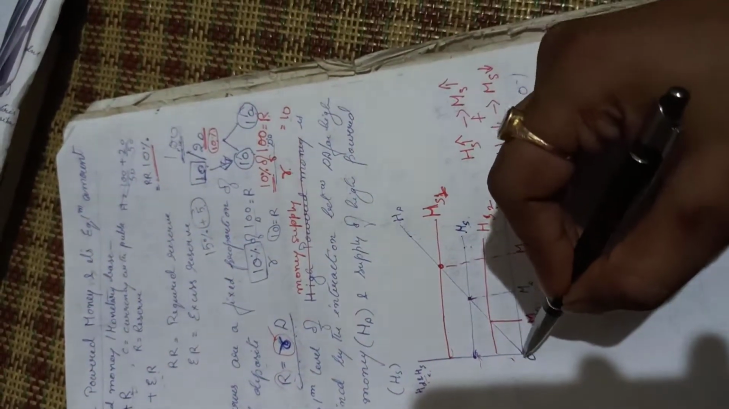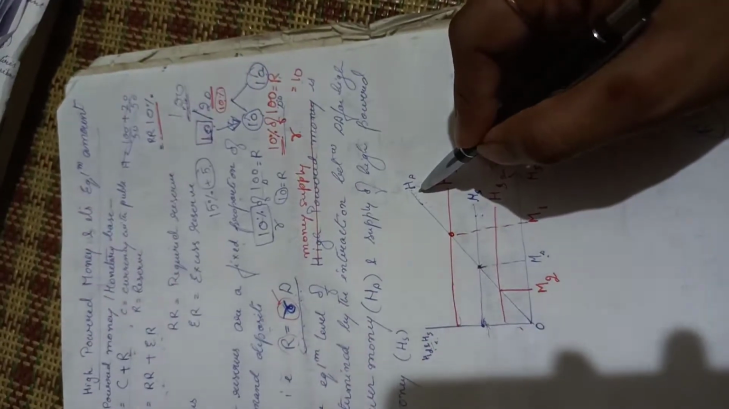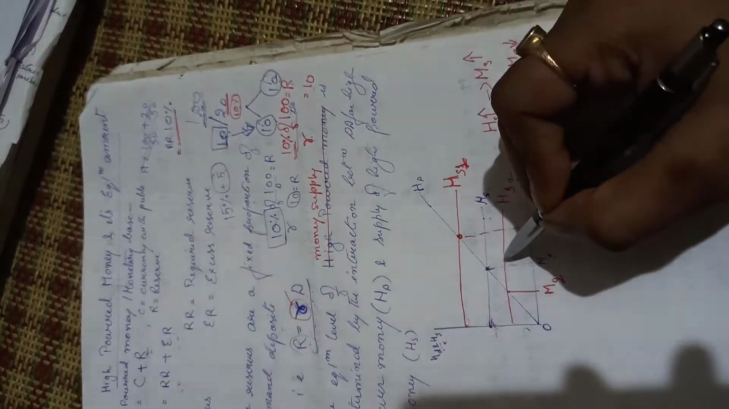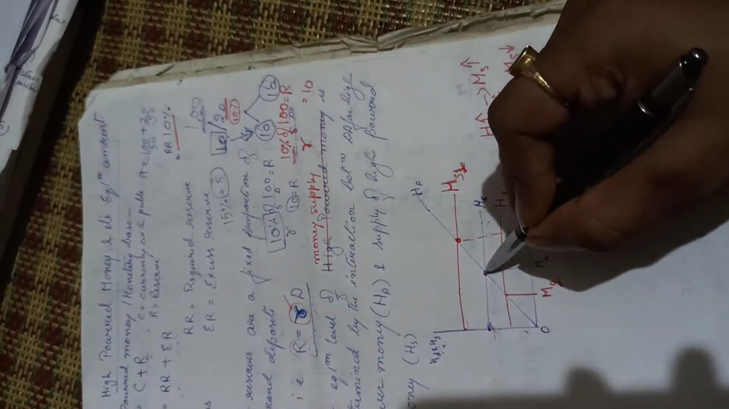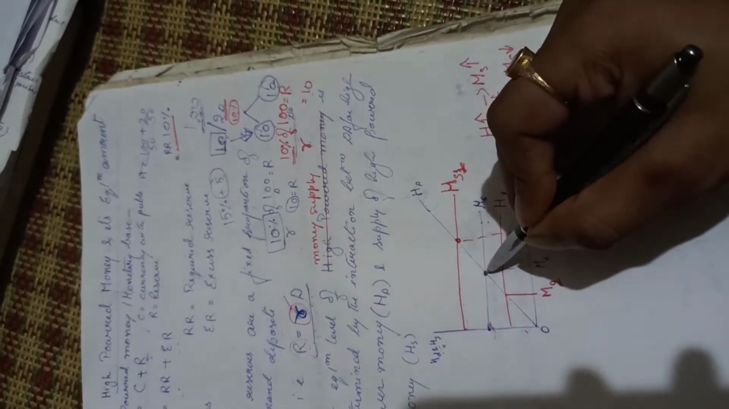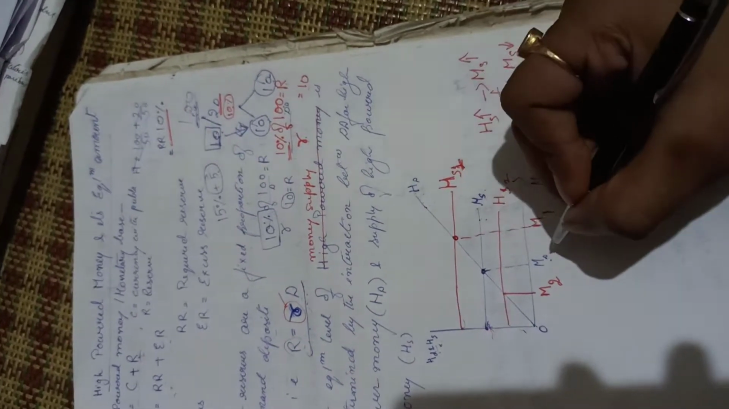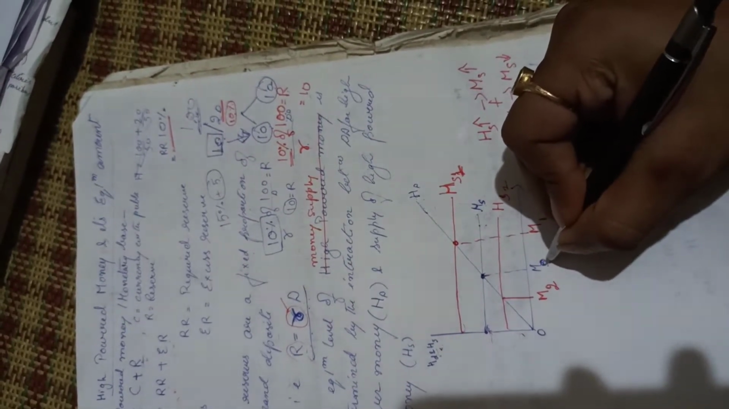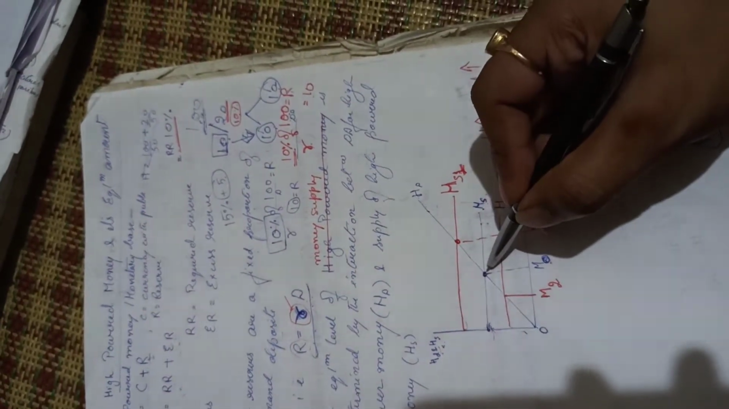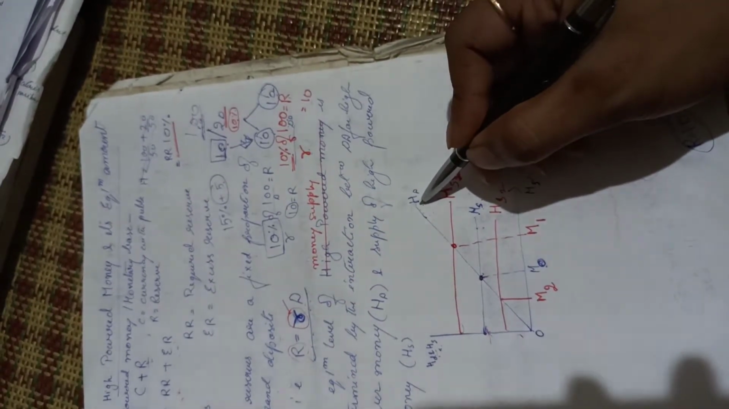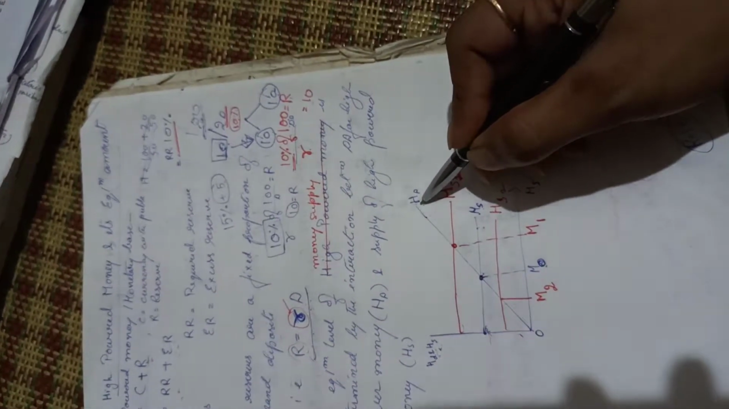Then comes this line. This line is basically the demand for high powered money. Okay, now the intersection point between these two lines occurs over here, and this is the initial equilibrium. Now corresponding to the initial equilibrium, we have this level of money supply. So M naught is the equilibrium level of money supply, and it is determined by the intersection of the supply of high powered money curve and the demand for high powered money curve.